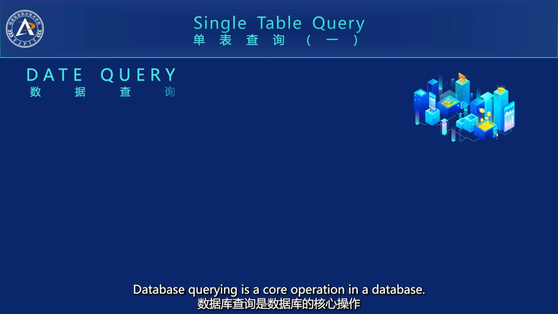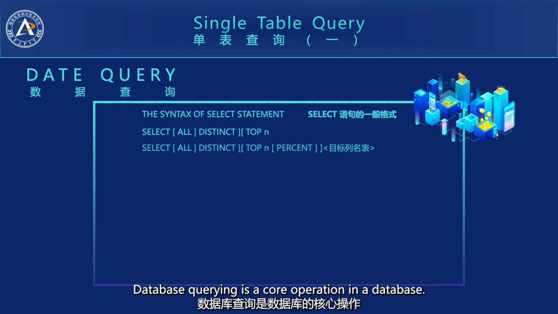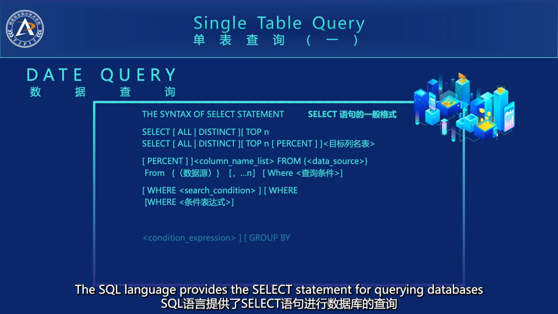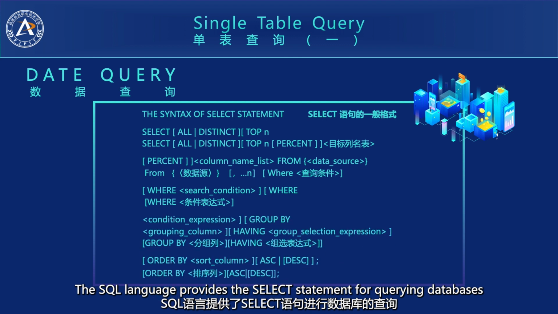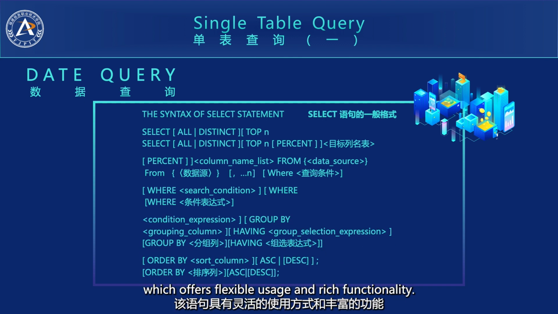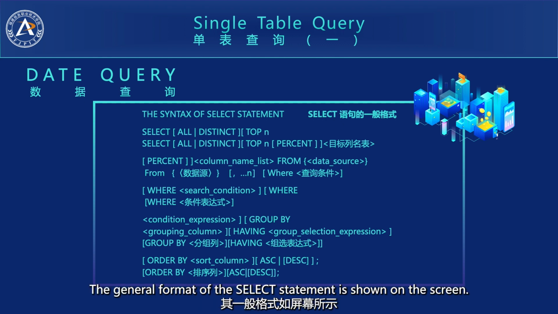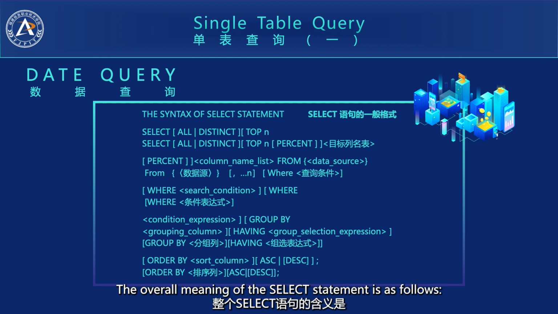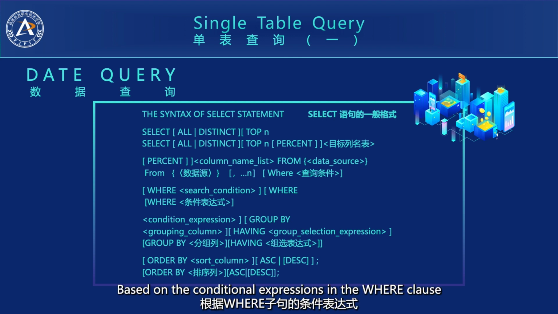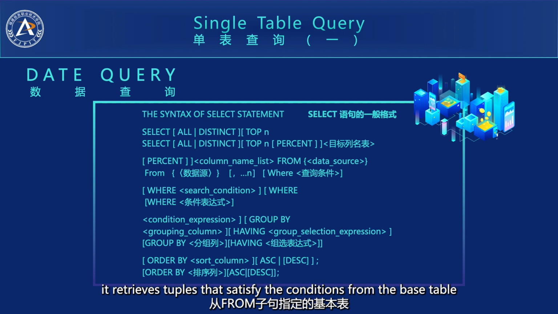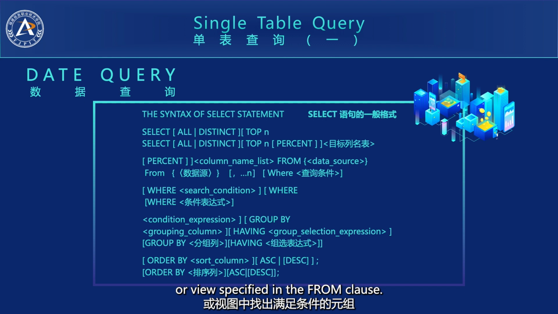Database querying is a core operation in a database. The SQL language provides the select statement for querying databases, which offers flexible usage and rich functionality. The general format of the select statement is shown on the screen. The overall meaning of the select statement is as follows. Based on the conditional expressions in the where clause, it retrieves tuples that satisfy the conditions from the base table or view specified in the from clause.